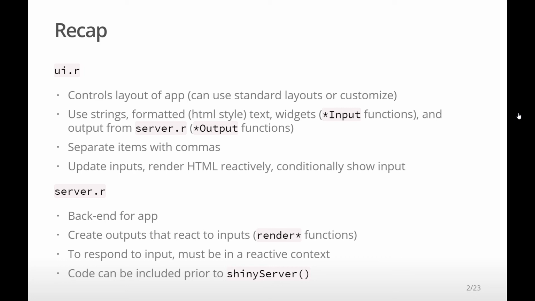And then in the server, this is the back end. This is where our R code runs. We have to have any code that depends on an input in a reactive context, which is either going to be a render function, observe, or reactive. But basically there, you create any of your things that you want to send back, and then they're included in the UI using the corresponding output functions.